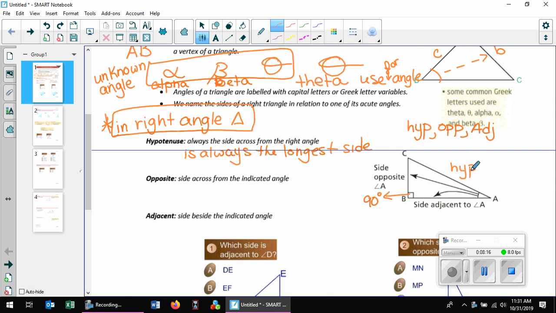Okay, so now we have to go to the angle. We're not worried about the 90 degrees, we're looking for the indicated angle. In this case, angle A is the one that's been indicated. The one across from the indicated angle is called the opposite side. This is your opposite side, and the one that is right next to the angle, touches the angle, makes up the angle, is your adjacent side.